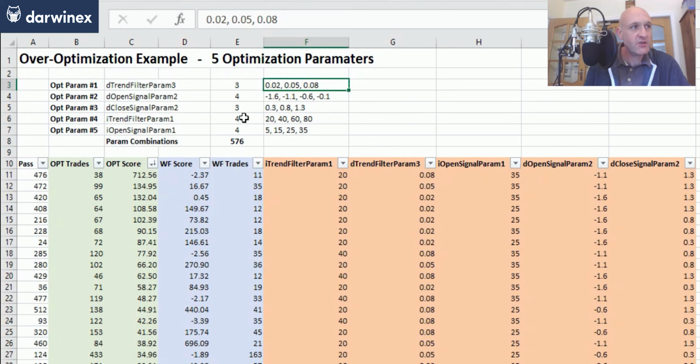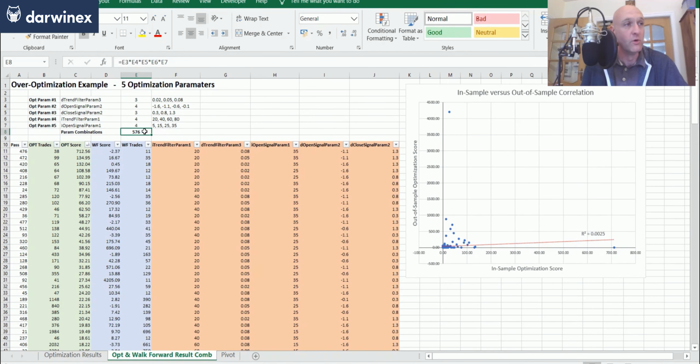So you can see with these additional 4 for the filter and the additional 4 for the open signal, these now combine to give us 576 different parameter combinations, so significantly more than we had before. So taking a look at the chart now, the first thing that strikes us is that the relationship at first glance does not look as though it is as good as it was with the previous optimization. And so this is the first warning flag that maybe things have gone a little bit awry here with the optimization, and it points to the fact that we may have got some level of over optimization coming into play.